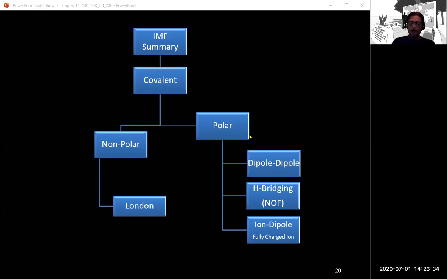now the question is, is it dipole? Well, if it's hydrogen bonded to nitrogen, oxygen, or fluorine, then it's hydrogen bonding. If it's not, then the only choice you have is dipole. Okay. So hopefully this flow chart summarizes it for you.